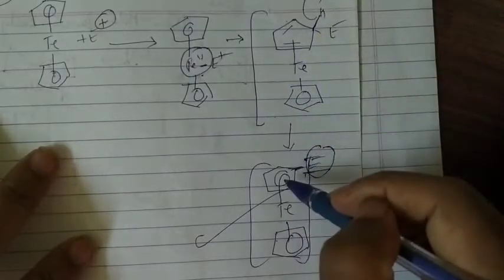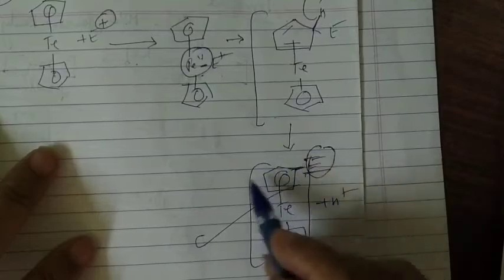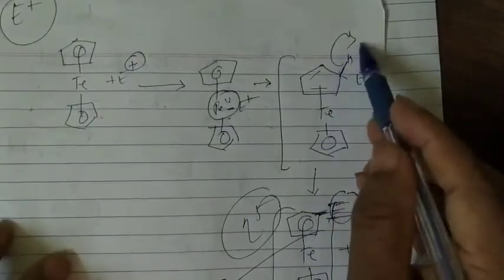What will happen here? You are going to see that this proton is released in the form of H plus, and the aromaticity of the ring is going to be regenerated here, and you are going to get ferrocene as it was, with this electron substituted by the one proton here. So this type of reaction is called an electrophilic substitution reaction.